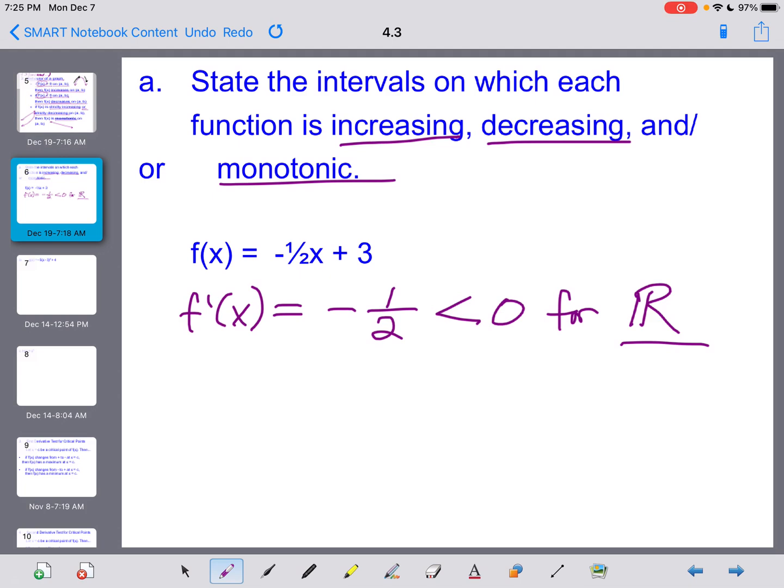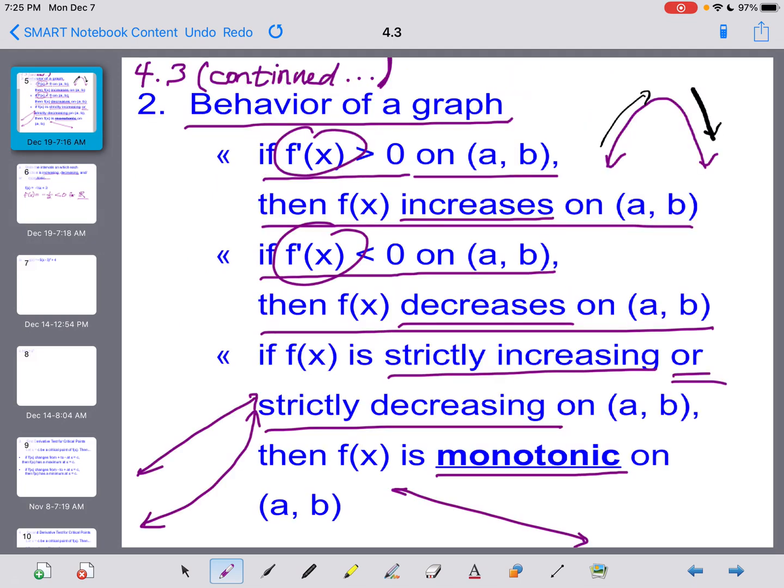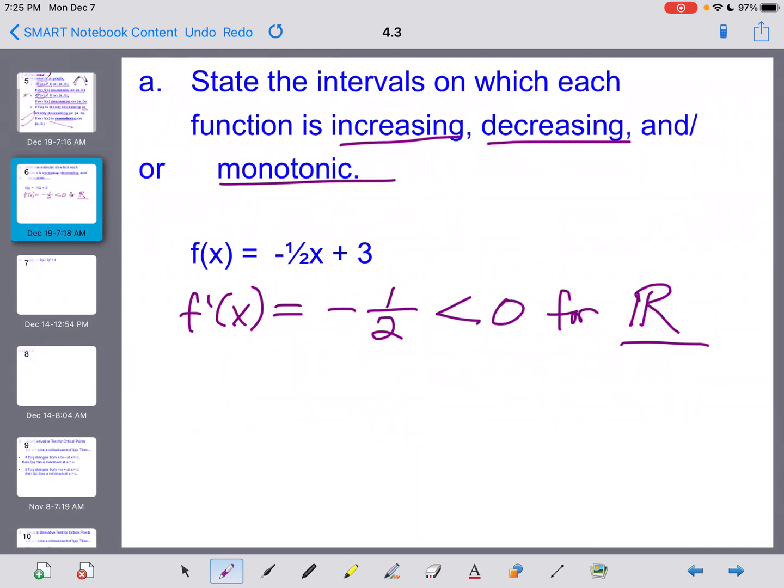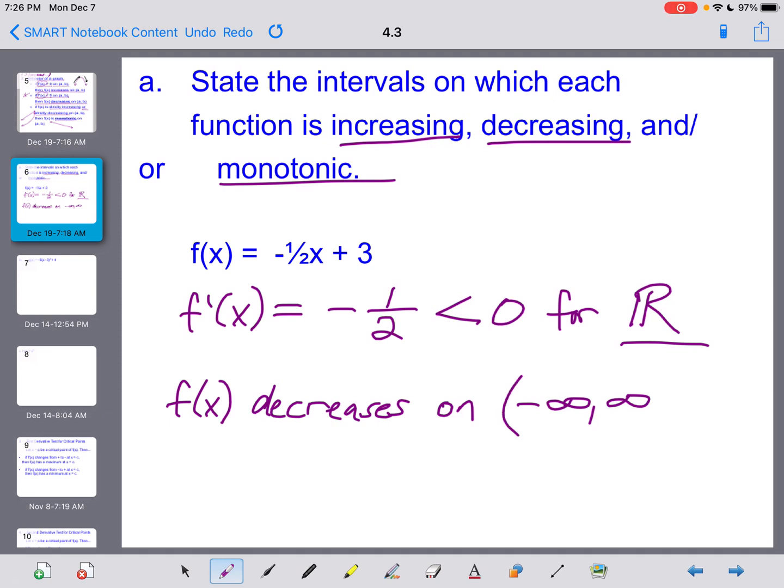So since your derivative is always negative, let's go back to this little checklist. We're now looking at the second case right here. If the derivative f prime of x is negative on an interval from a to b, then f of x decreases on that interval from a to b. So we could say now, because our derivative is always negative, that f of x decreases on the interval that starts at negative infinity and goes to positive infinity. Okay, kind of a silly way to answer that question really, because this one was for all real numbers, but that would really be our answer to this.